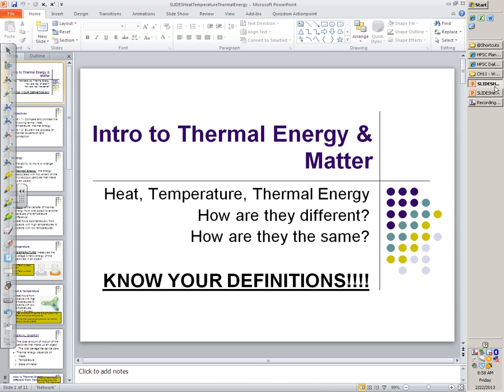So over the past couple of days, we introduced 3 terms that sound similar, but they are all different. Those terms were heat, temperature, and thermal energy. I want you to take 1 minute and discuss with the people around you in small groups what are the differences between those 3 terms: heat, temperature, and thermal energy. Discuss. Go.